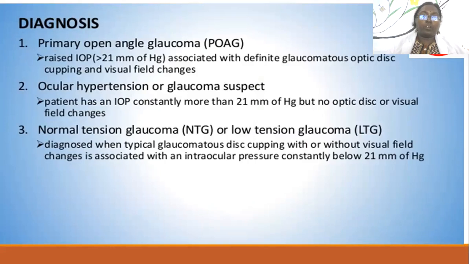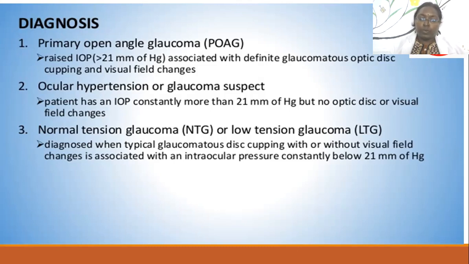Diagnosis. Primary open angle glaucoma is a raised intraocular pressure of more than 21 mmHg associated with a definite glaucomatous optic disc cupping and visual field changes. In ocular hypertension or glaucoma suspect, the patient has an intraocular pressure of more than 21 mmHg, but there are no optic disc or visual field changes.